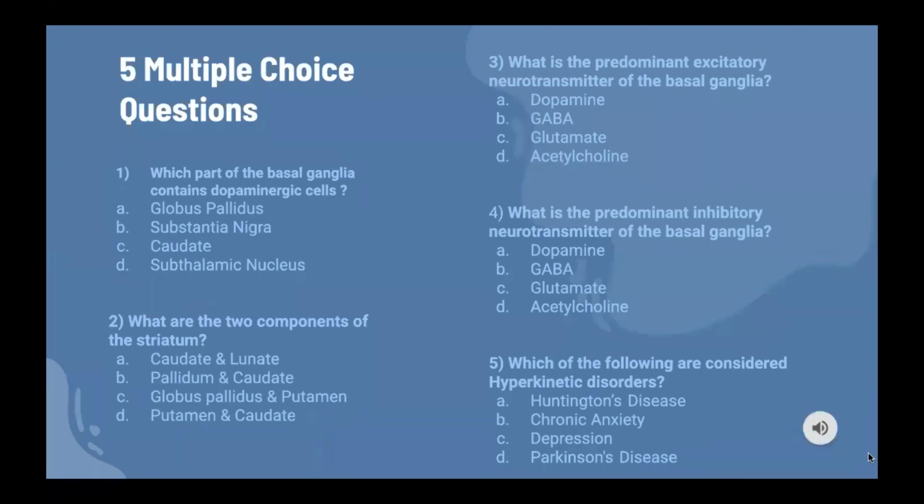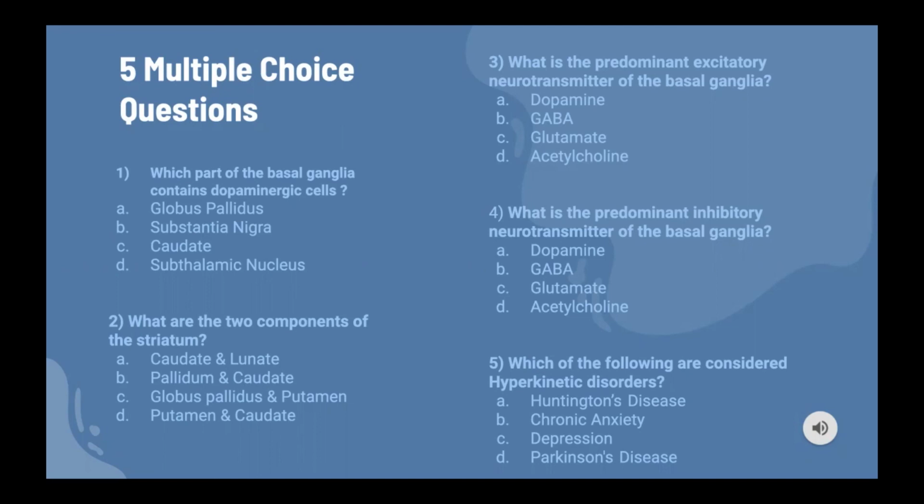Here we have our 5 multiple-choice questions. First question is, which part of the basal ganglia contains dopaminergic cells? Is it A, globus pallidus, B, substantia nigra, C, caudate, or D, subthalamic nucleus? Our second question is, what are the 2 components of the striatum? We have A, the caudate and lunate, B, the pallidum and caudate, C, the globus pallidus and putamen, or D, the putamen and caudate.